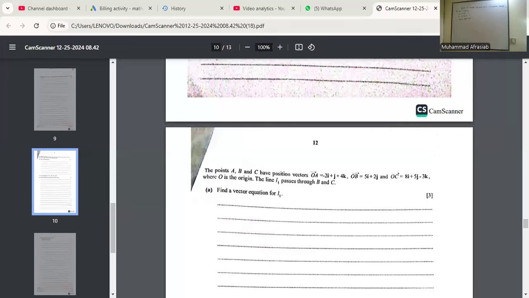The points A, B, C have the position vectors OA is equal to minus 2i plus j plus 4k, OB is equal to 5i plus 2j, and OC is equal to 8i plus 5j minus 3k, where O is the origin, and the line L1 passes through the points B and C. Find the vector equation of the line L1.